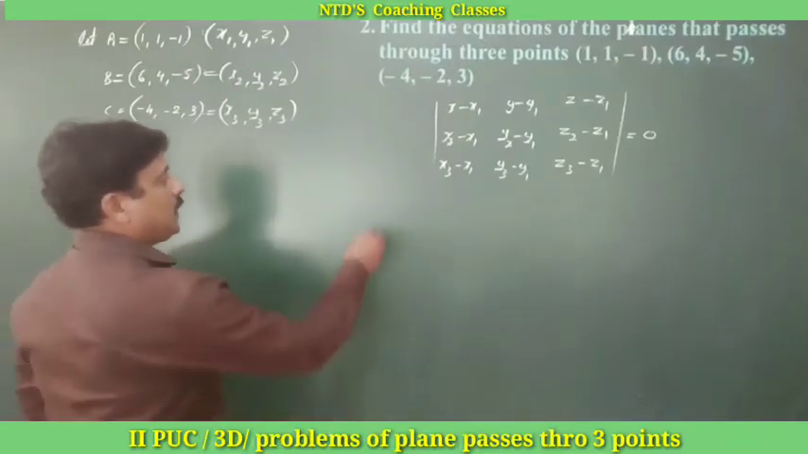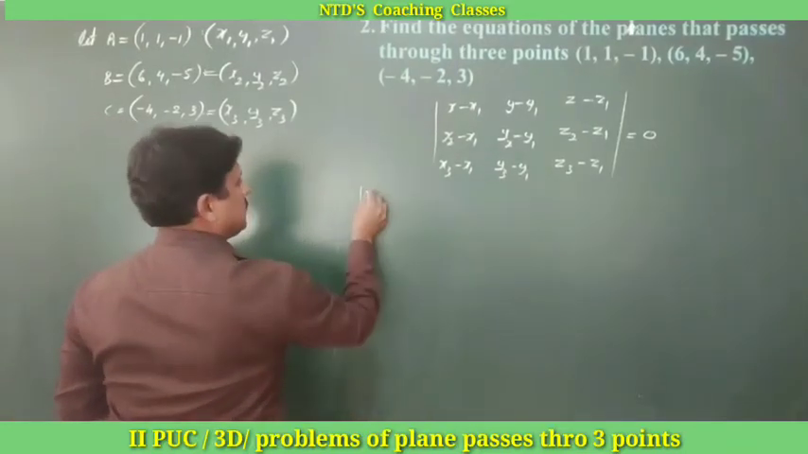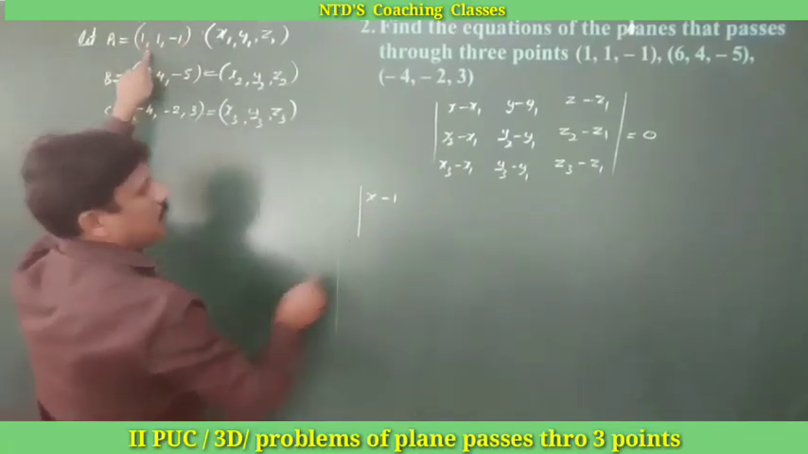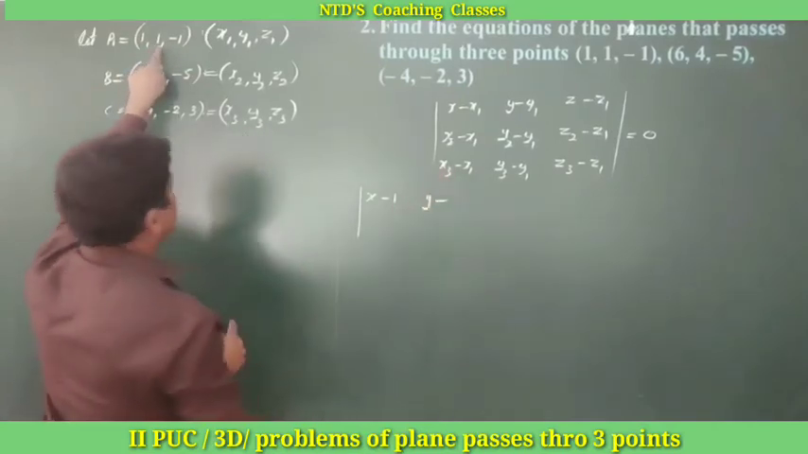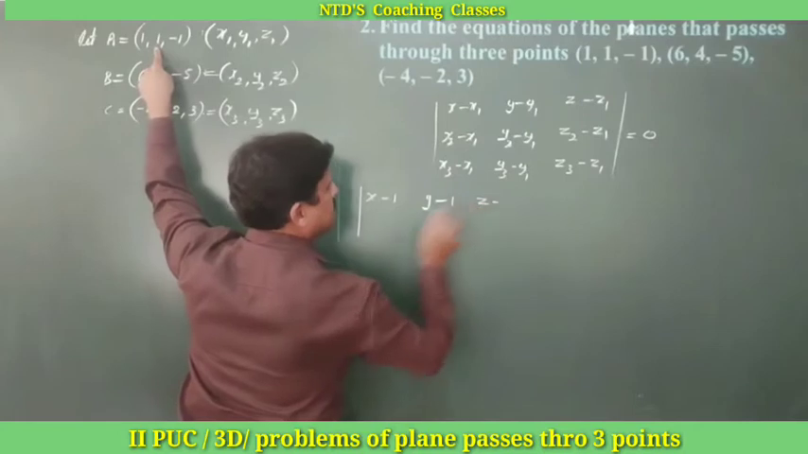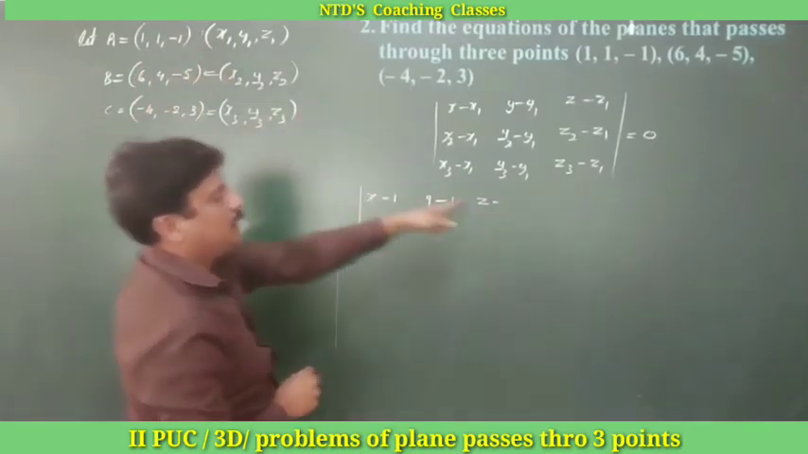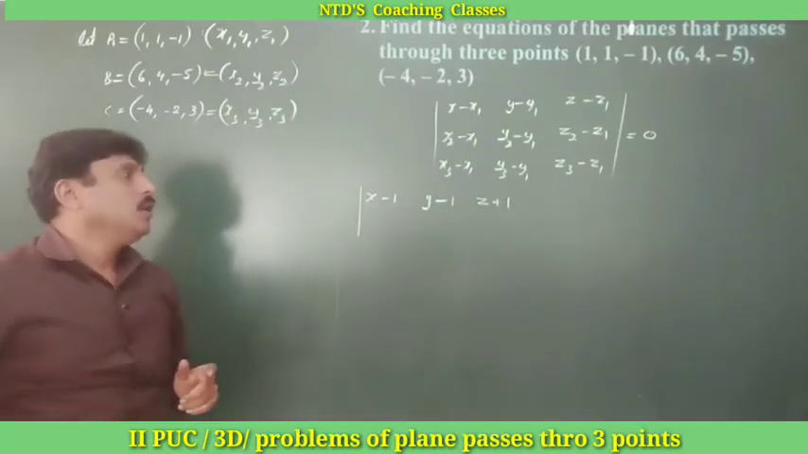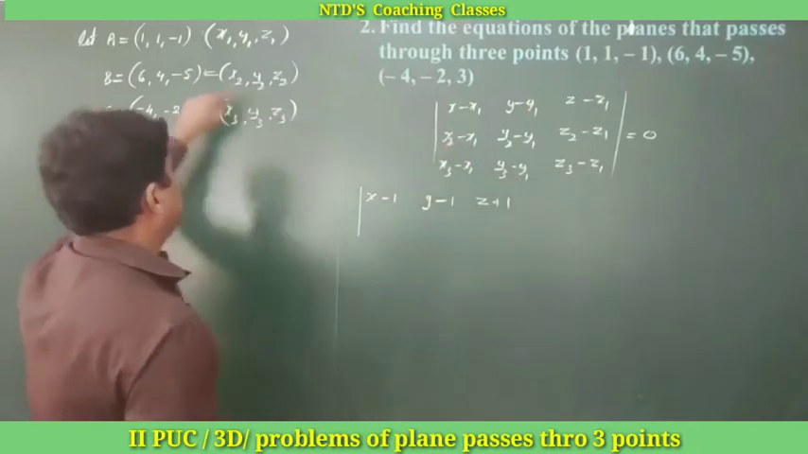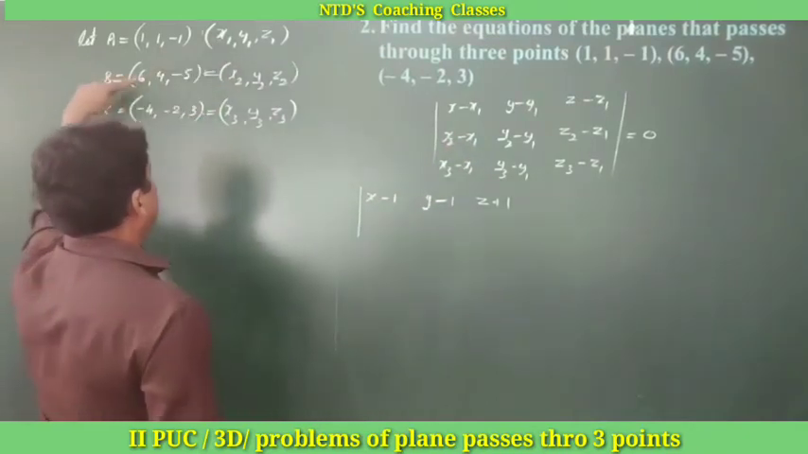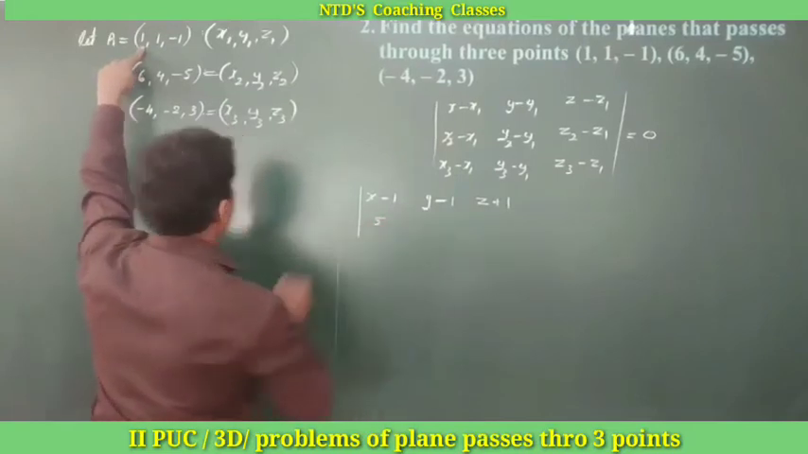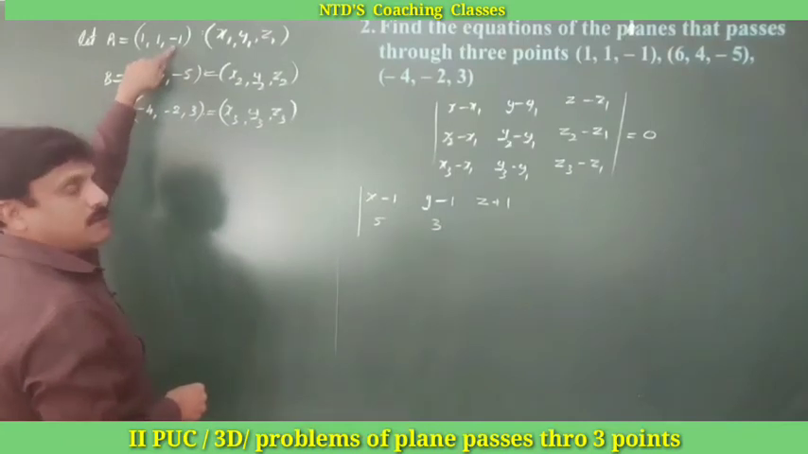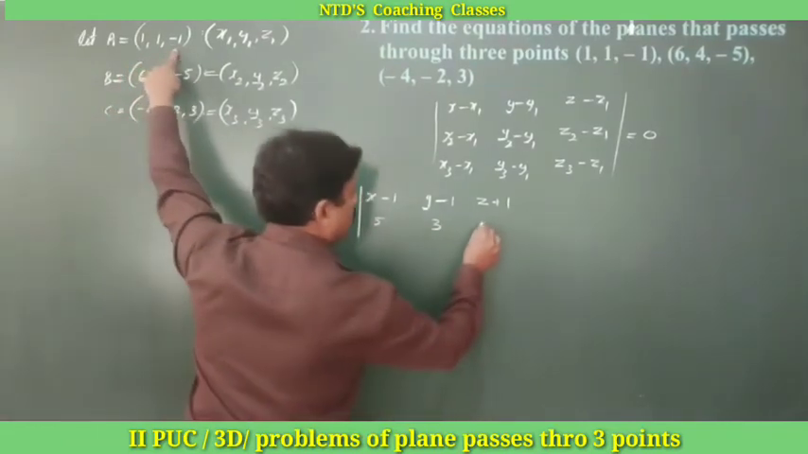Substitute the values. X as it is, determinant, x minus x1, where x1 is 1. Y minus y1, this is 1. Z minus z1 means z minus minus 1, minus into minus plus 1. So first row is over. Now second row: x2 minus x1, second point minus first point. Here 6 minus 1, that is 5. 4 minus 1, 3. Minus 5, minus into minus plus 1, minus 5 plus 1, 4.